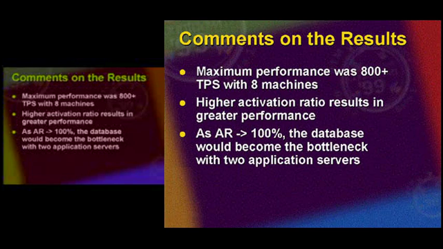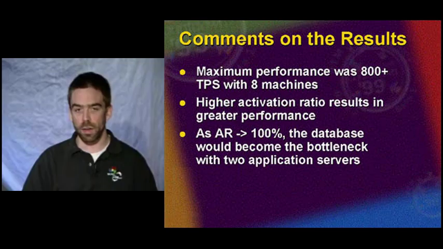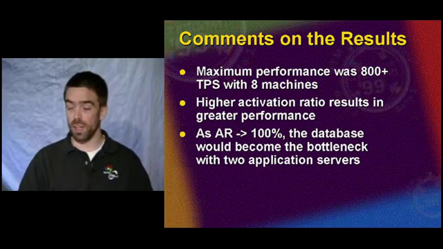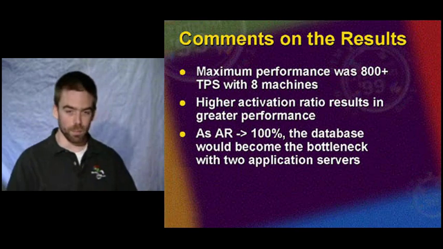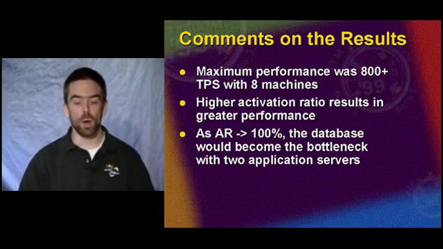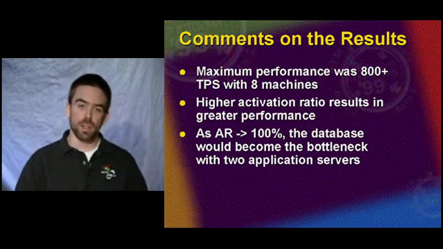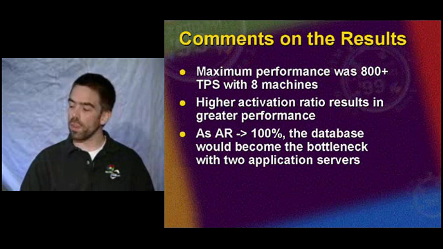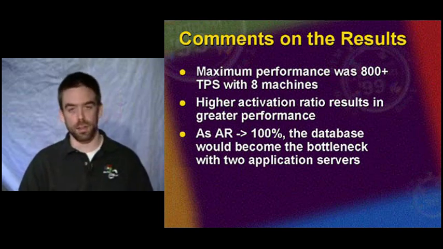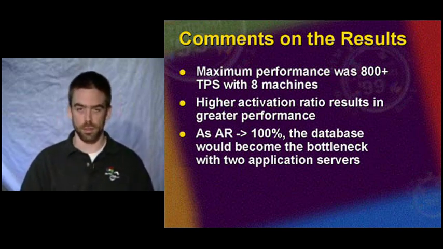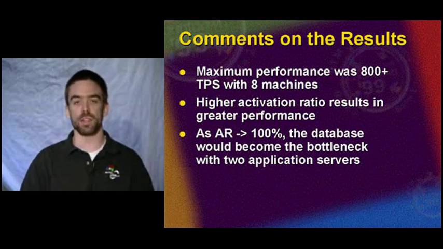Now, here are some comments on the results. As you may have noticed from that slide, the maximum performance I was able to obtain with 8 machines was 800 transactions per second. Now, one way to put this in perspective is that with this test, you had very fine-grained parallelism, and the load was very evenly distributed.